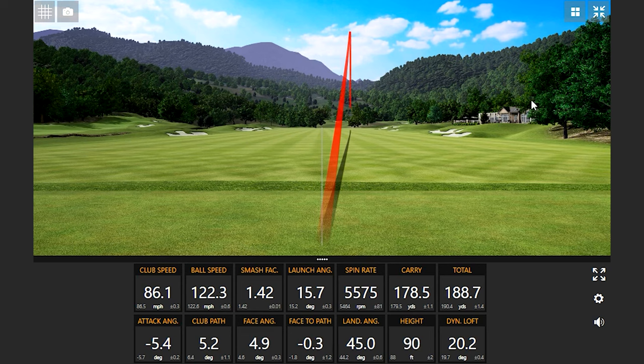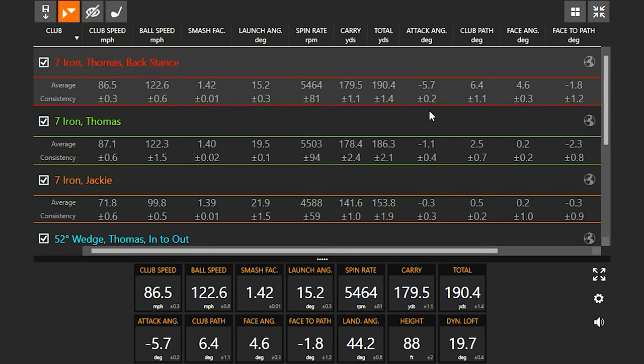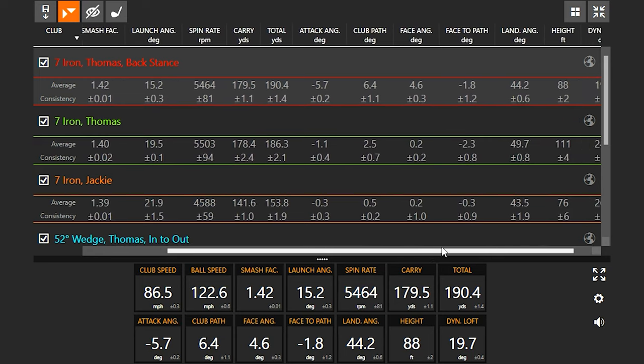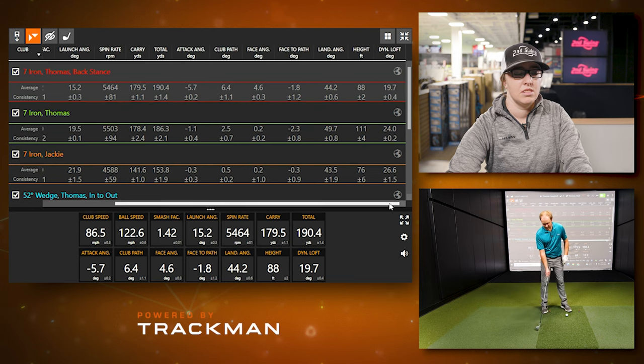Negative five. Okay, so if you take a look at the attack angle, we can see quite significant. I probably hit down on the ball about 4 or 5 degrees more than before. Yeah, negative 5.7. My only concern, there's a couple of numbers that changed there also when I moved that ball position back. Yep. Dynamic loft. Yep. And club path. Yep. Because my ball position's so far back.